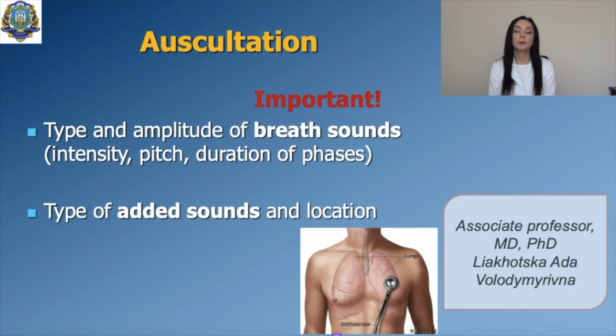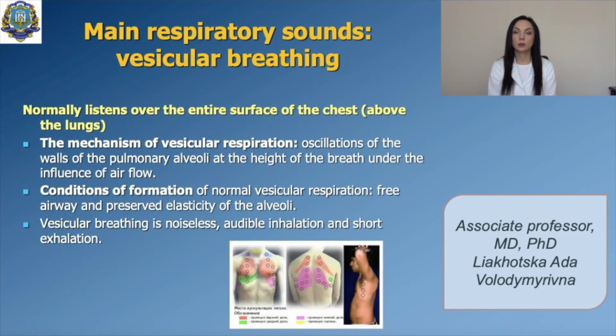Important: type and amplitude of breath sounds, it could be intensity, pitch, duration of phases, type of added sounds and location also. What is the main respiratory sound? Vesicular breathing, let's talk about it. Normally it is heard over the entire surface of the chest above the lungs. Remember, the mechanism of vesicular respiration is oscillations of the walls of the pulmonary alveoli at the height of the breath under the influence of air flow. Conditions of formation of normal vesicular respiration: free airway and preserved elasticity of the alveoli. Vesicular breathing is noiseless, with audible inhalation and short exhalation.